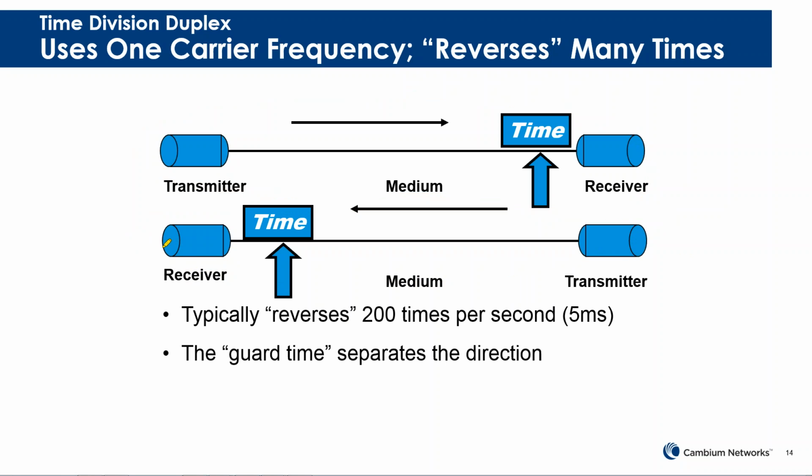I'm chopping up time. For some moment in time, one of the transmitters is talking to the receiver, and then pause, stop, then you reverse the direction. The transmitter at the other side is now transmitting to the receiver at the other side, and you're using that same carrier frequency. That's one of the niceties about time division duplex: it's somewhat frequency efficient. You only need one carrier frequency, but you have a little bit of latency, a little bit of time delay. You're talking in a half duplex fashion. This reversing typically happens very quickly, 200 times per second, so every 5 milliseconds it's switching back and forth. It's pretty much negligible for voice communications or things of that nature.